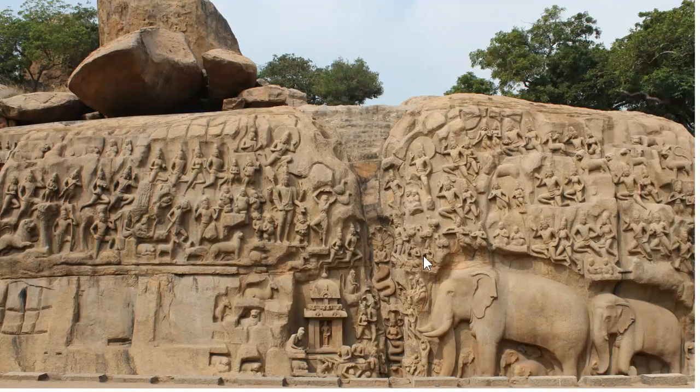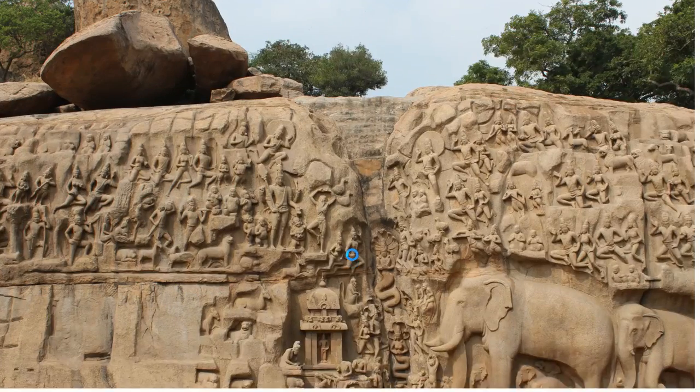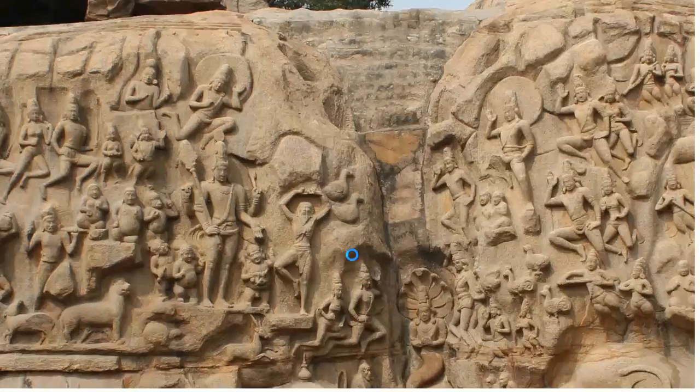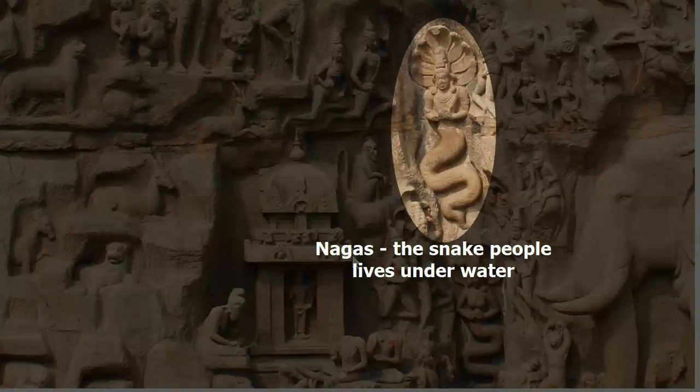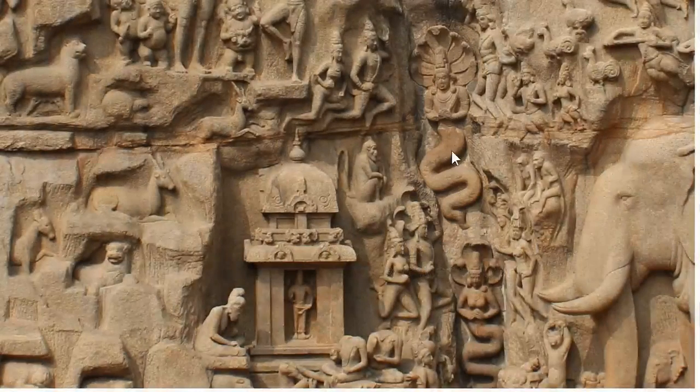Let me just get a little closer to them. So this is the depiction of Naga people. According to the legends, Naga people live underwater. So as they are carved inside the fissure, it means that this fissure actually represents a river, and this is a Naga male and this is a Naga female.